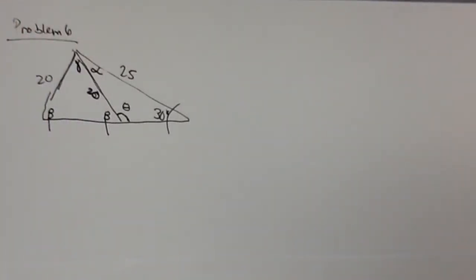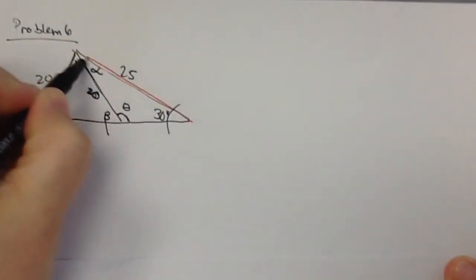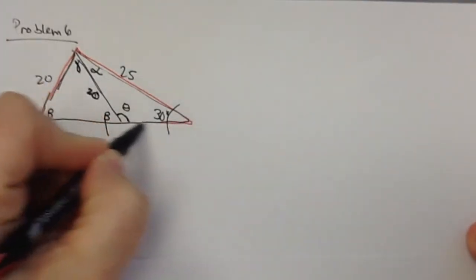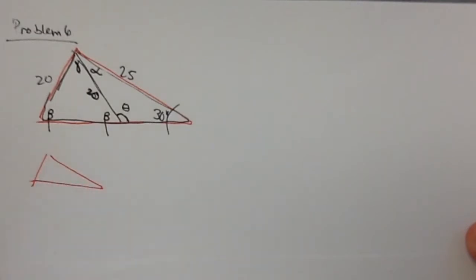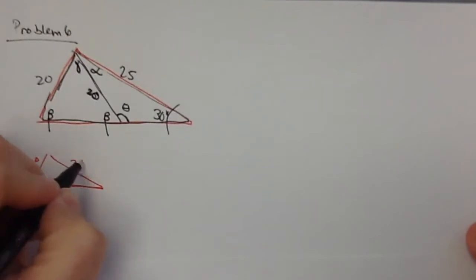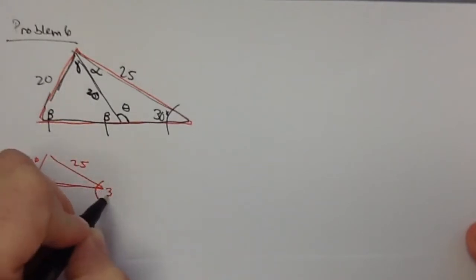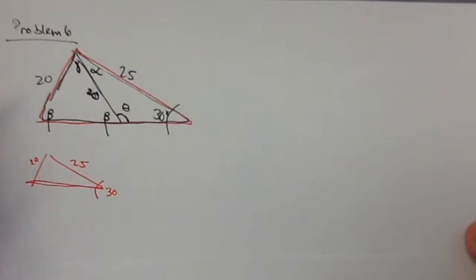So there are 2 ways that you can approach this. So the first one, I'm gonna be using this outer triangle in red, okay? So if we're talking about this triangle, we know that this side is 20, this side is 25, this angle is 30, and this angle is beta. So that's the first way we're going to do it.